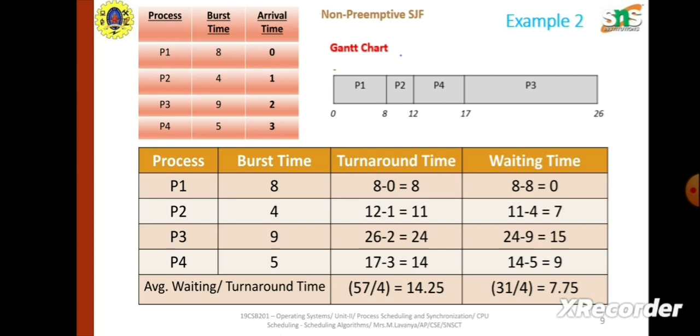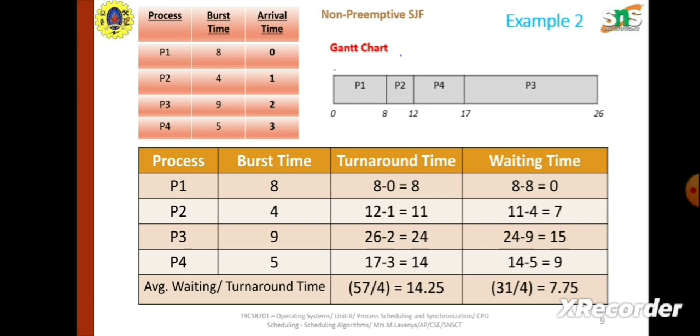For finding the average waiting time, we will be adding all those waiting times of process P1 to P4 and finding the average. So 0 plus 7 plus 15 plus 9 equals 31, divided by 4 equals 7.75, the average waiting time of these processes executing under non-preemptive SJF.